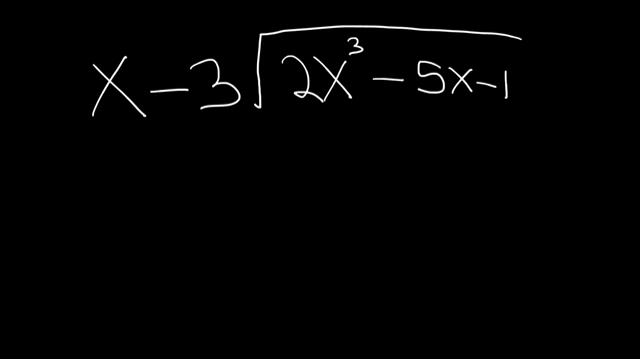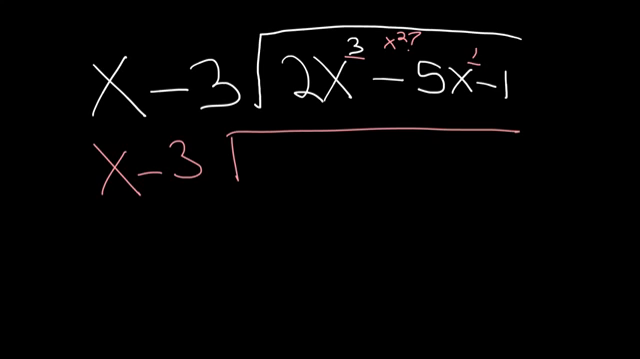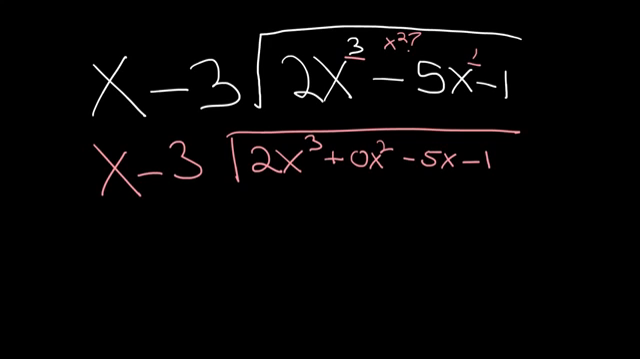Okay, the first step is to rewrite this problem so that there's an x squared in the dividend. Right now we have an x cubed and an x, but there is no x squared. So we have to rewrite it to avoid any problems in the future. And you'll see what I'm talking about later on. So let's just rewrite it now and continue on with the problem.